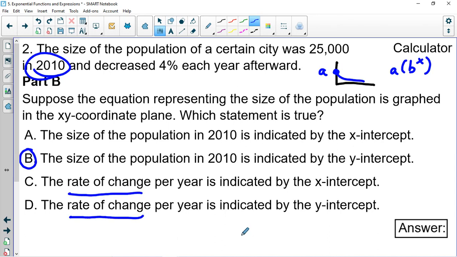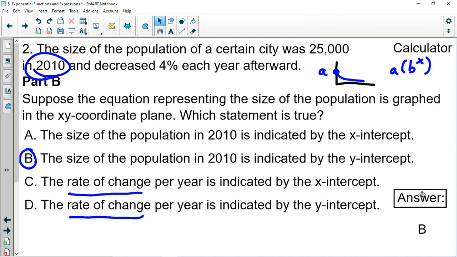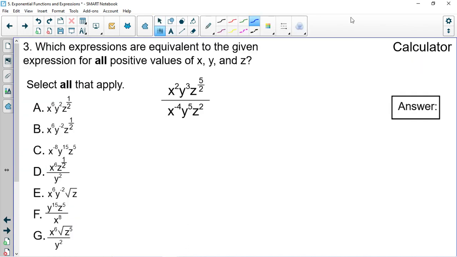It's not going to be a linear function, so C and D are incorrect. B should be our final answer, and it's correct. Excellent. Number three, which expressions are equivalent to the given expression for all positive values of x, y, and z? And they give us this expression and a bunch of choices, and we have to figure out which one of these matches this original expression.